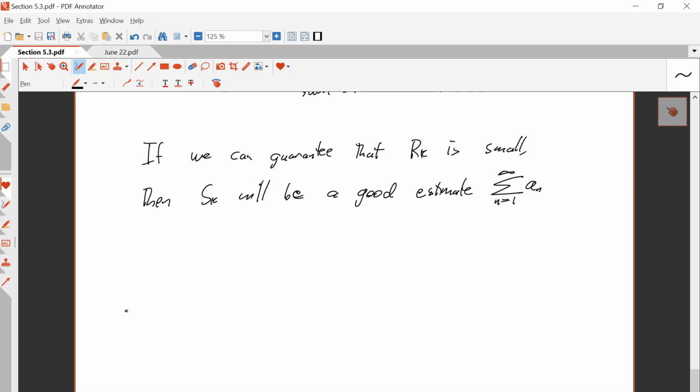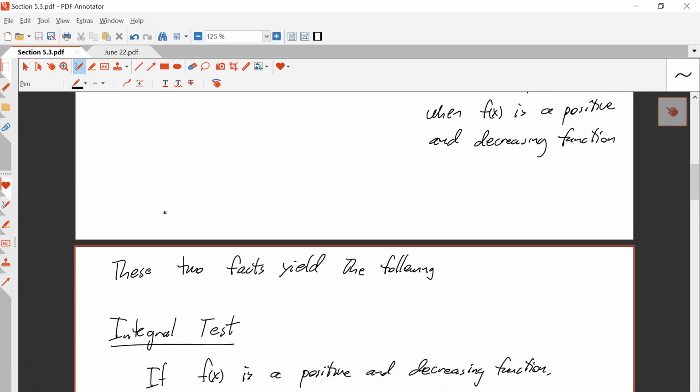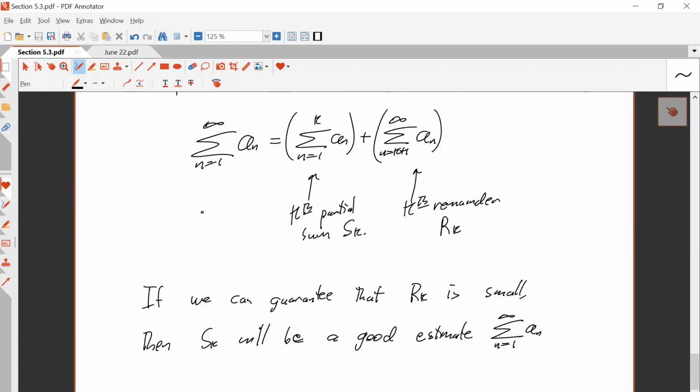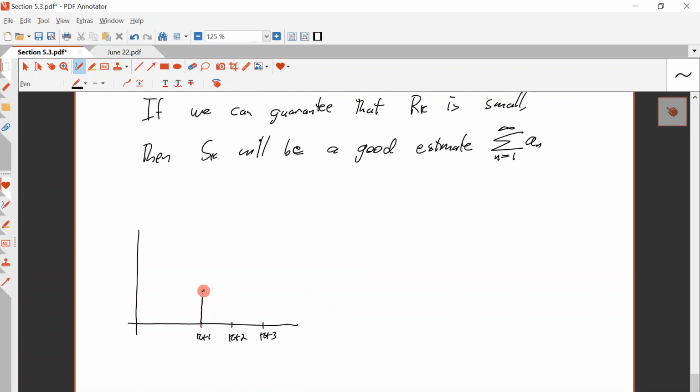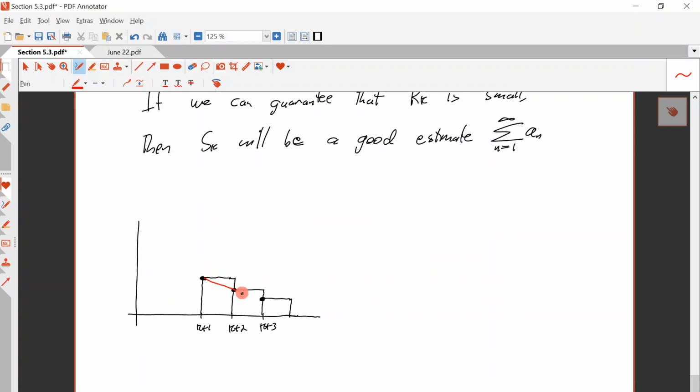Well, we draw a picture like what we did at the beginning. Okay, so here is k plus 1, k plus 2, k plus 3, like that. And let's say the height here is f of k plus 1, f of k plus 2, f of k plus 3. So the blocks represent the kth remainder, and again, dealing with a positive decreasing function like this, the red indicates the function f of x.